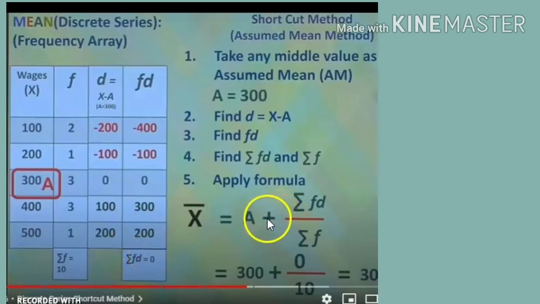So what is the answer? A plus sigma FD by sigma F. Sigma F is 10. So 300 assumed mean, 300 plus 0 divided by 10 is equal to 30, is the answer that you are getting from the question.